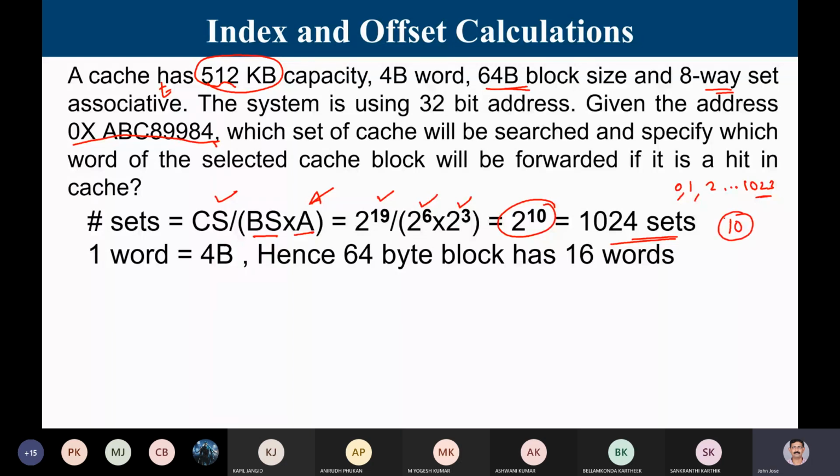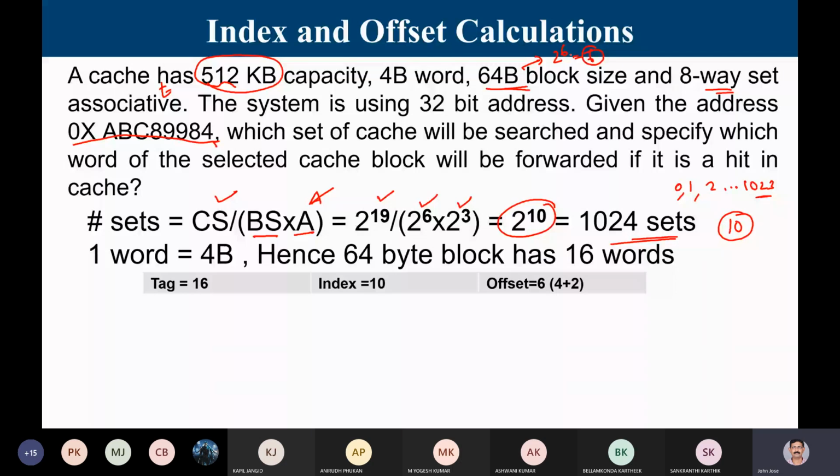And how many bits for the offset? The block is 64 bytes, and 2 power 6 is 64. So the least significant 6 bits go for offset. The next 10 bits go for index. So index is 10, offset is 6, and the remaining is 16. Total is 32 bits, so tag is 16 bits.